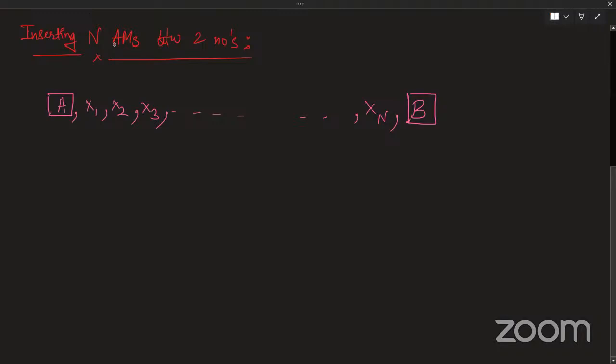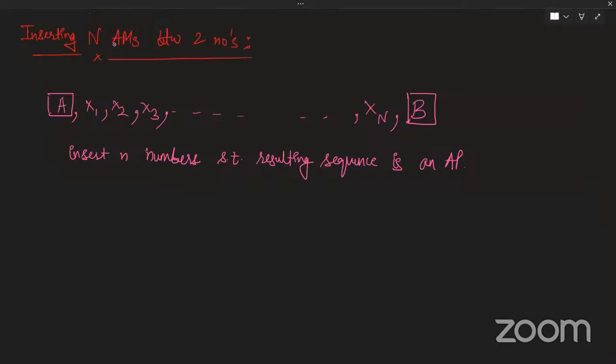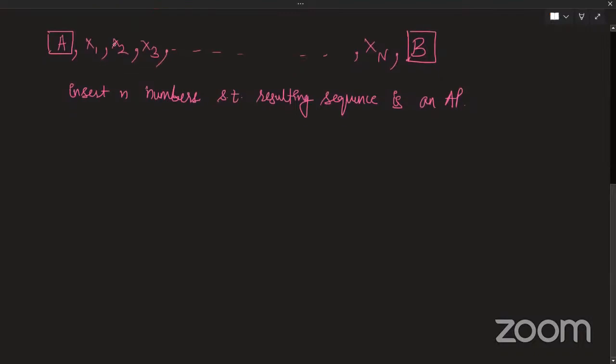Does everyone get the question? See, I have two numbers A and B. Between them, I have to insert n numbers such that the resulting sequence is an AP. Fine? Everyone got it? Fine. So how can we do it?